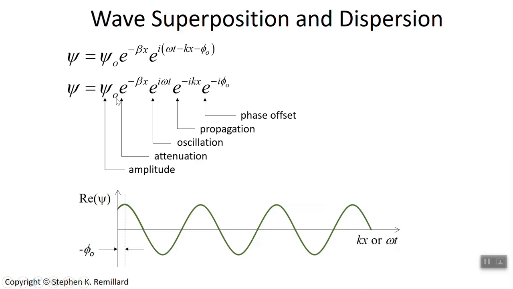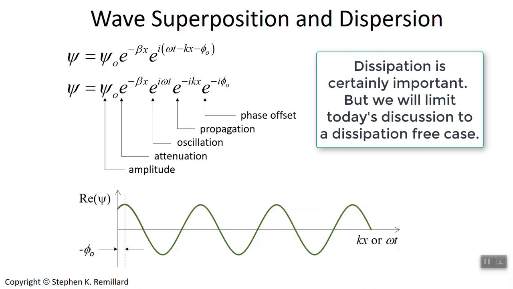An amplitude, it won't be very important to us for understanding dispersion. This e to the minus beta x is for attenuation. It also won't be very important to us. We're not going to continue having it. It's a decaying exponential. It's the rest of it that matters.